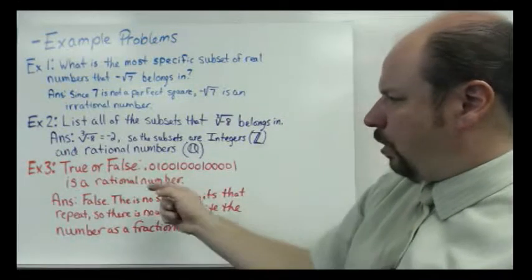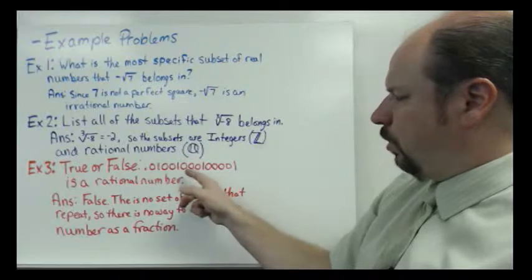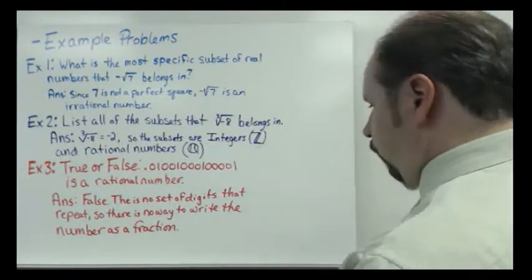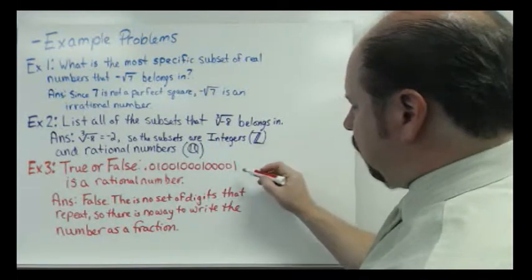Next problem, true or false? 0.01, 001, 0001, 00001, and so on, is a rational number.